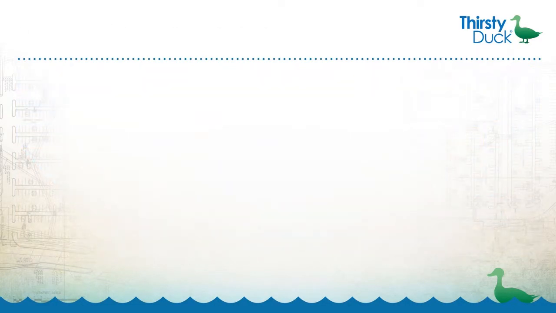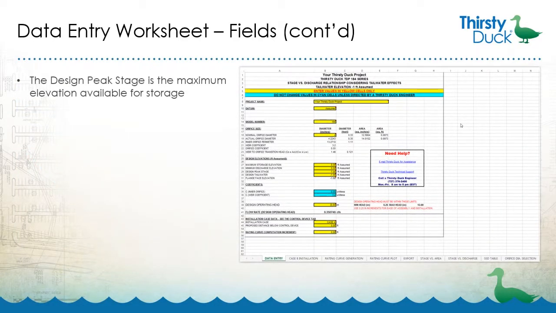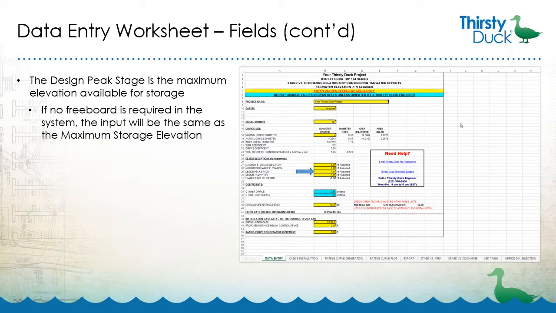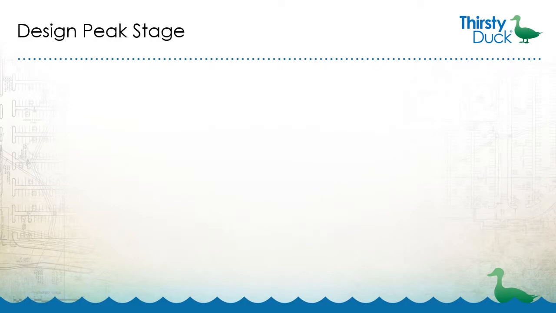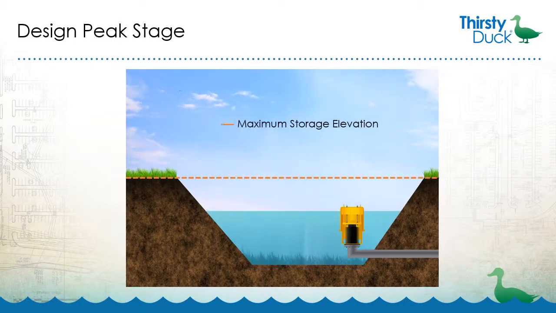The design peak stage is the maximum elevation available for storage. If no freeboard is required in the system, the input will be the same as the maximum storage elevation. When freeboard is required, the input will be the maximum storage elevation minus the required freeboard. The diagram on the screen illustrates the difference between the maximum storage elevation and design peak stage.